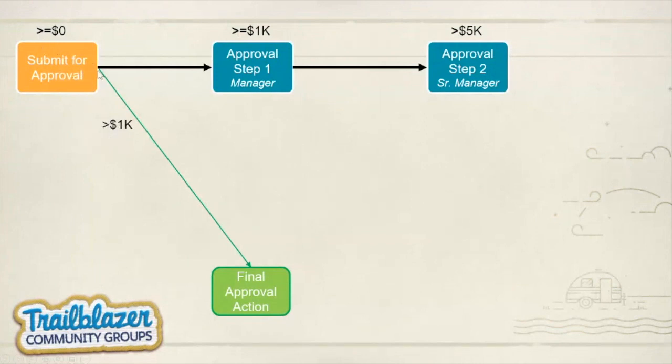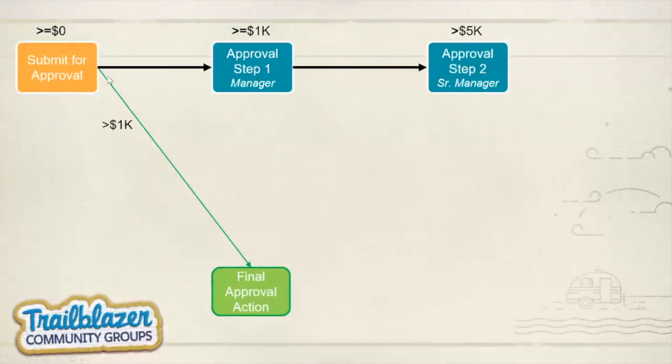Now it's going into the approval process, but the first approval step criteria is that the amount should be greater than 1K. If the discount is greater than 1000, then only it will go to approval for the manager. But if it doesn't, it will immediately get approved. So you submit for approval and it gets immediately approved because the amount was less than 1000.